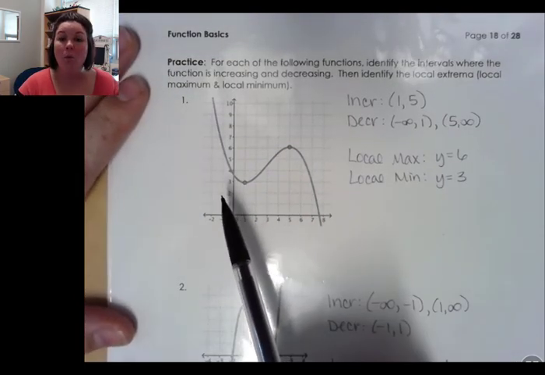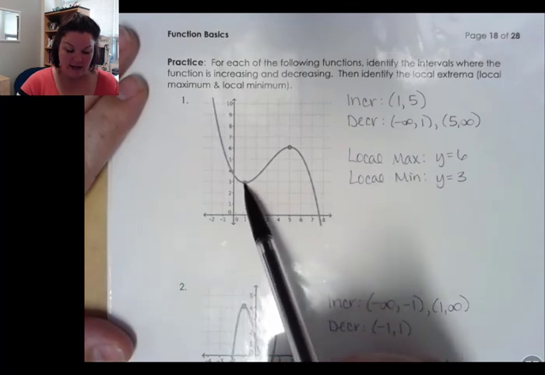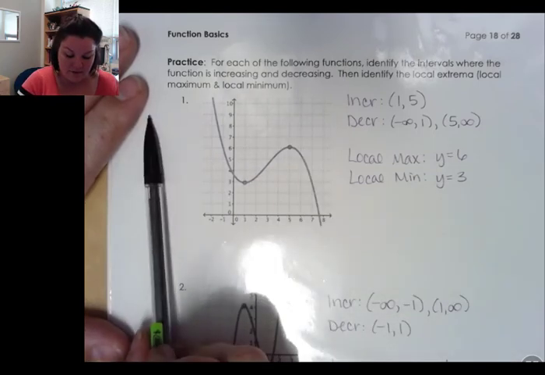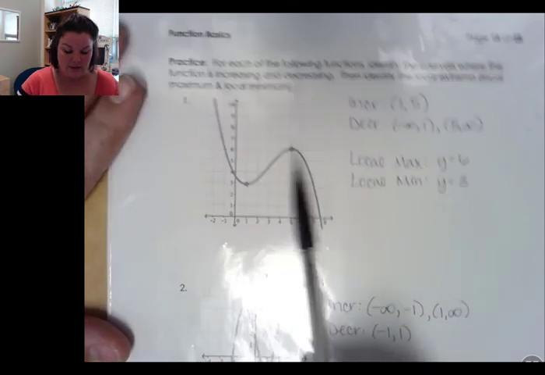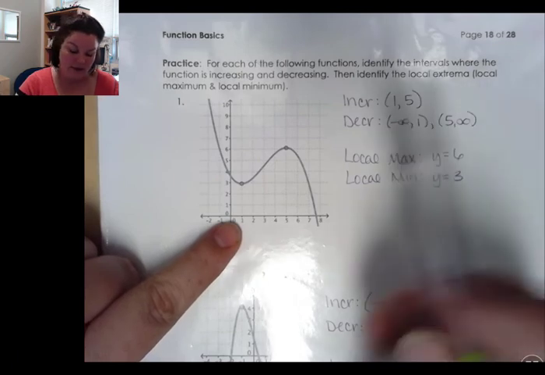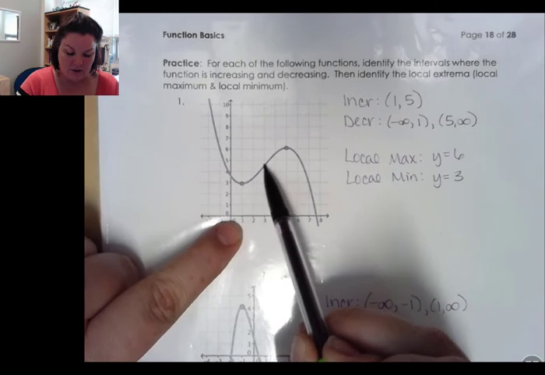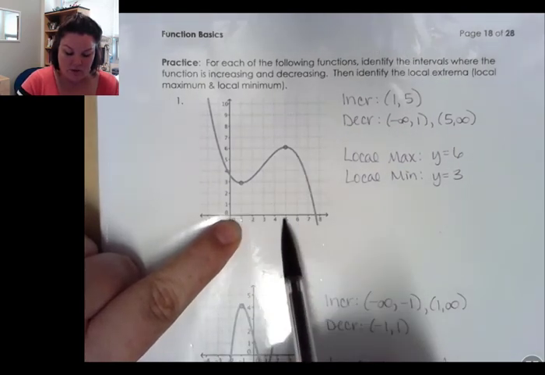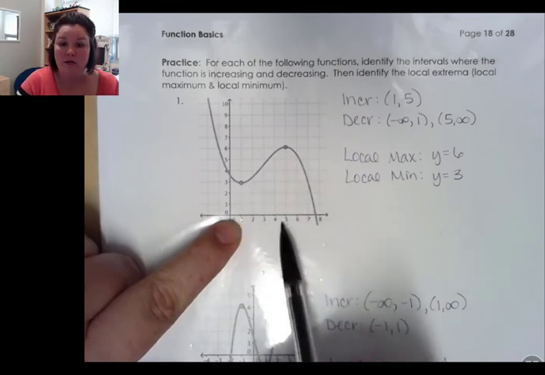All right, so number 1, notice this one starts off decreasing down to the point of x equals 1. So from negative infinity all the way over until I hit 1, this is decreasing. So I'm going to write that interval as negative infinity to 1. Then it changes at 1, right? And notice it's going to go to increasing. And it's going to increase from x equals 1 over to this point, which is x equals 5. So this is an increasing interval from 1 to 5.